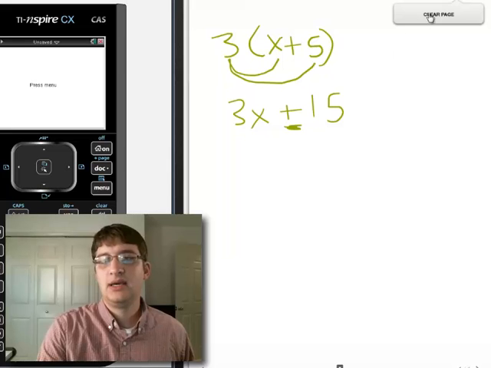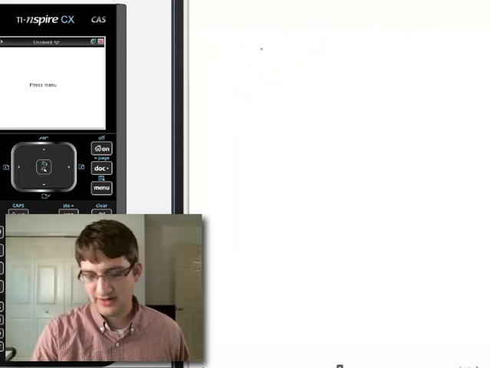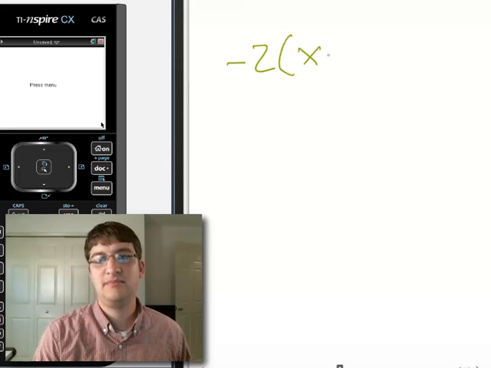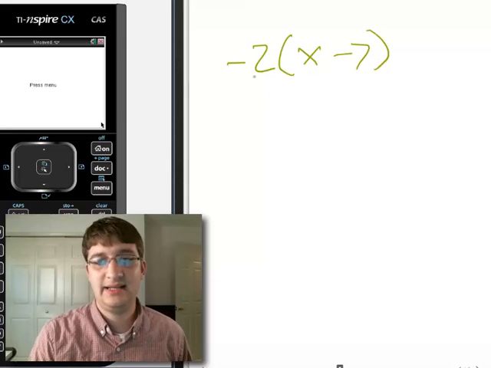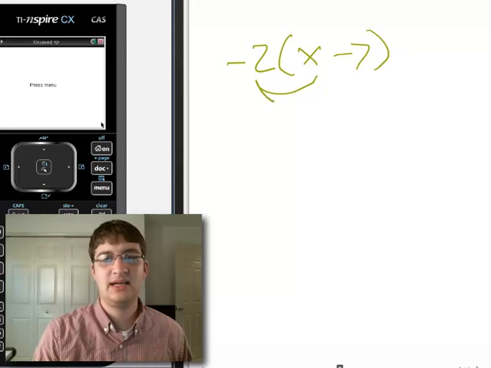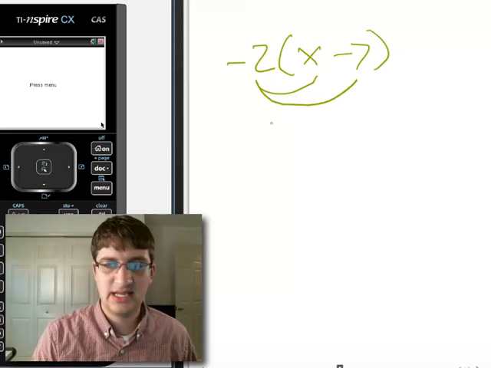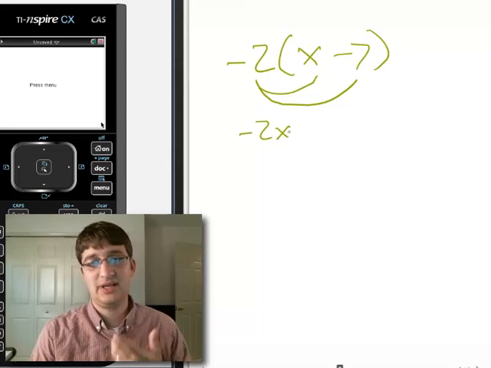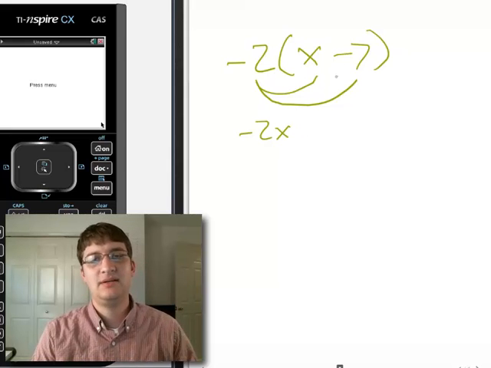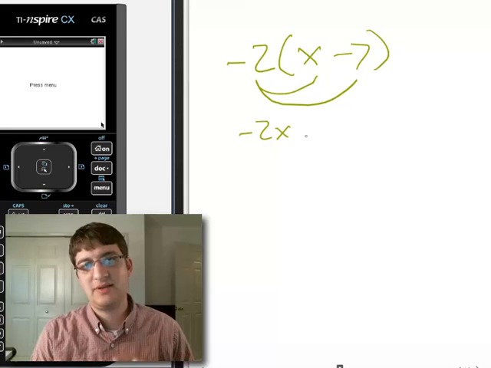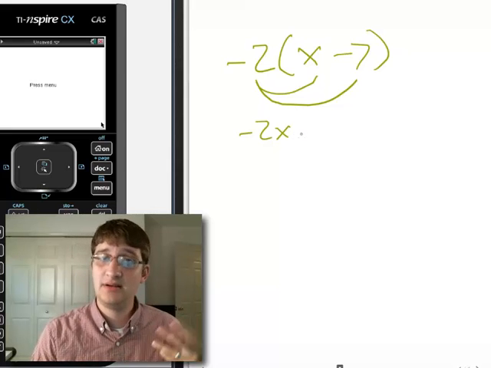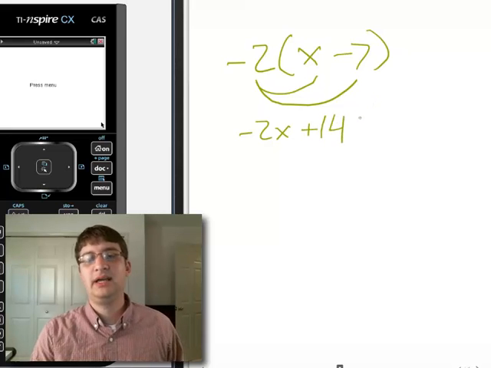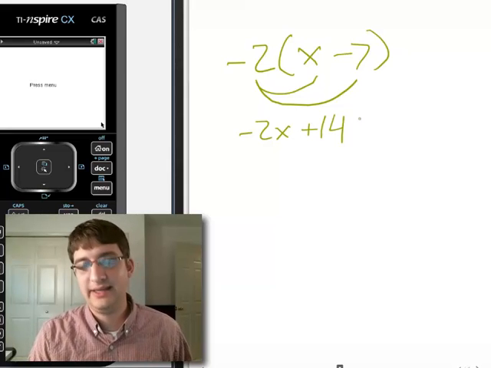Let's try one more real quick. This one involves one of my favorites. Let's put a little negative out front. So we got negative 2 times (x minus 7), okay? So let's distribute that in. Same deal. We got negative 2 times x, and we got negative 2 times negative 7, okay? Negative 2 times x, you just link those two together. Negative 2 times negative 7, this is where things get tricky. You just have to make sure that you remember that rule, that two negatives multiplied together gives you a positive. So let's go ahead and write that down. Alrighty, so negative 2x plus 14 is going to be our answer, okay?